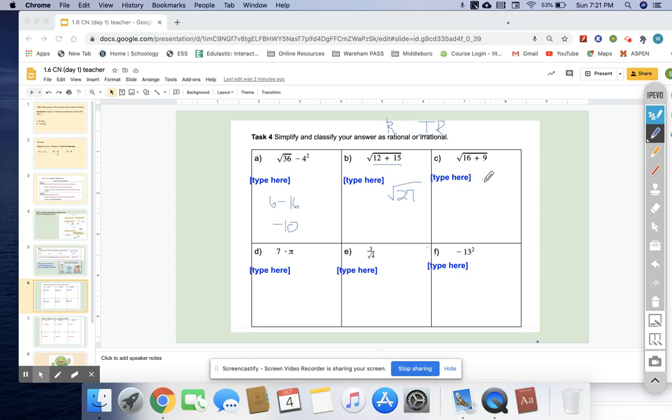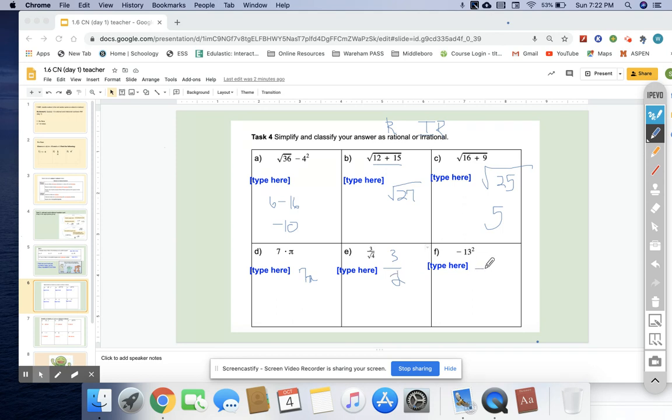16 plus 9 is the square root of 25. And I'm only going to simplify perfect squares. So you know this is not a perfect square. B is not, C is. 7 times pi is just 7 pi. 3 divided by the square root of 4. Well, the square root of 4 is 2. So I can write this as 3/2.